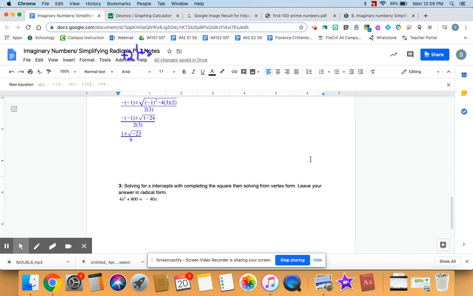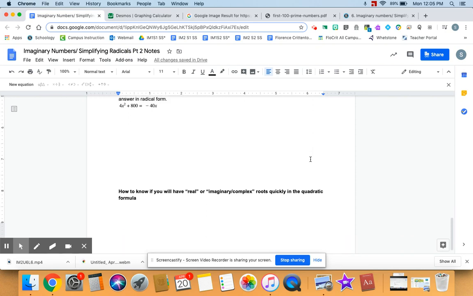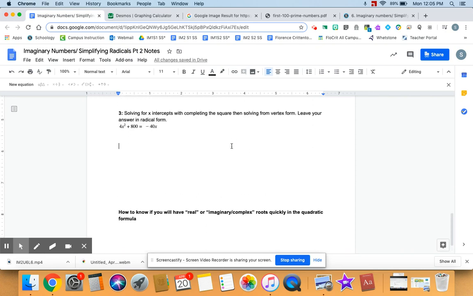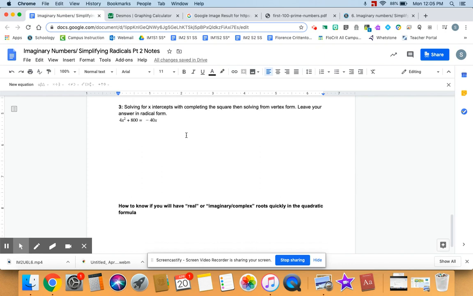All right. One more. So this one, again, it says solve for x-intercepts with completing the square, and then solve for them from vertex form. So this one's a bit complicated because they want you to double step it.